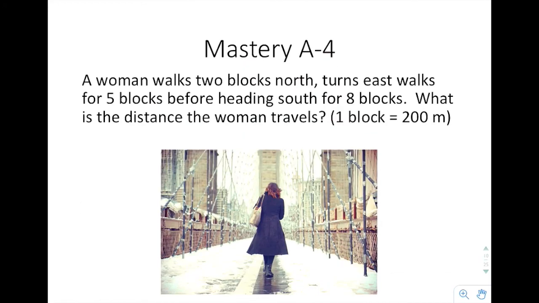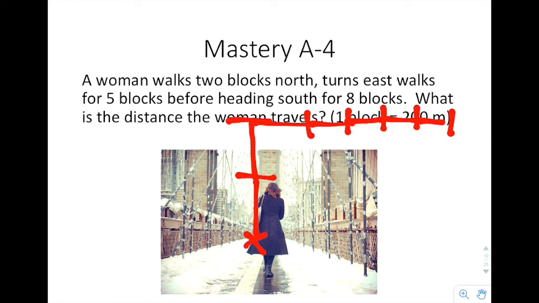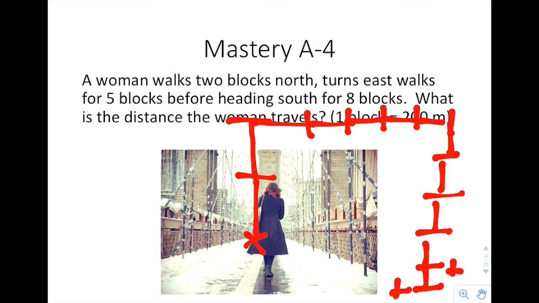It says a woman walks 2 blocks north. Okay, so she starts right here. She walks 2 blocks north. Okay, and then she turns and walks 5 blocks east. So 1, 2, 3, 4, 5, and my drawing's not going to be great to scale because I'm going to run out of room here. And then she turns and heads 8 blocks south. 1, 2, 3, 4, 5, 6, 7, 8.